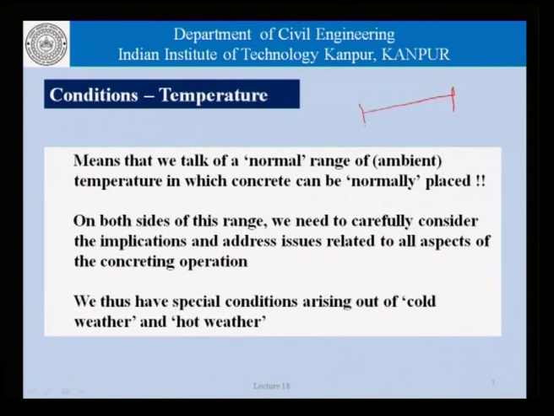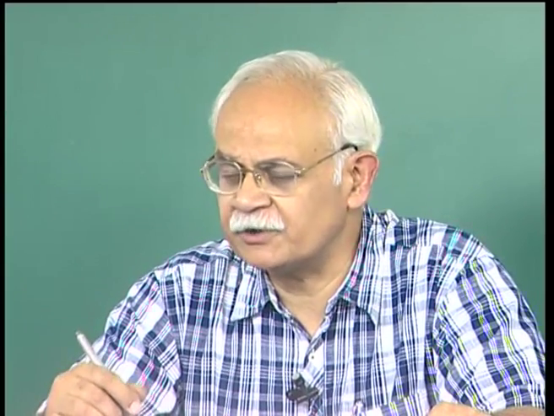If we have this range, which tells us that the concreting operation here can be treated as normal, the temperatures here are colder than that range and the temperatures here are hotter than that range. And in both cases, we need to consider the effect of ambient temperature on the concreting operation. We thus have special conditions arising out of cold weather or hot weather concreting. Different countries have different average temperatures. The same country may have different average temperatures over a period of a year.